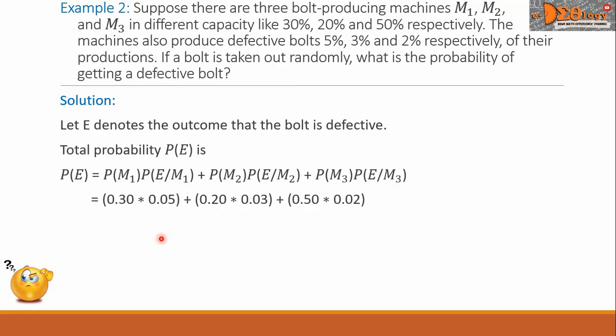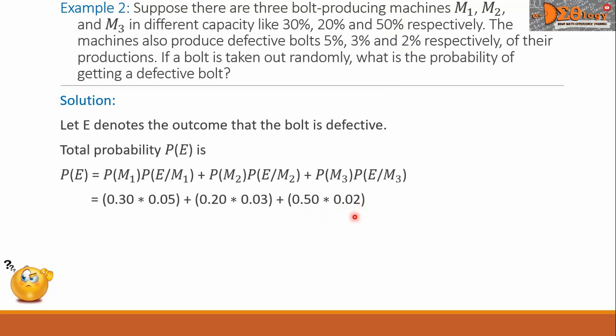Substituting the corresponding values, we have now 30% times 5%. So we write here 0.30 times 0.05 plus 20% times 3%. So we have here 0.20 times 0.03 plus 50% times 2%. So we write 0.50 times 0.02.